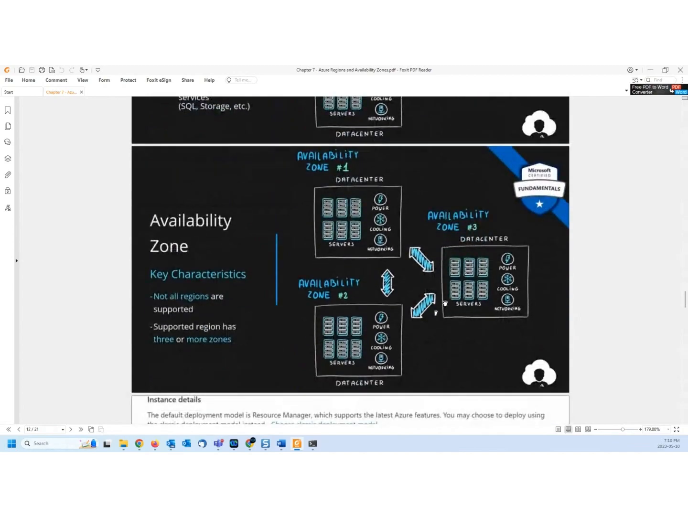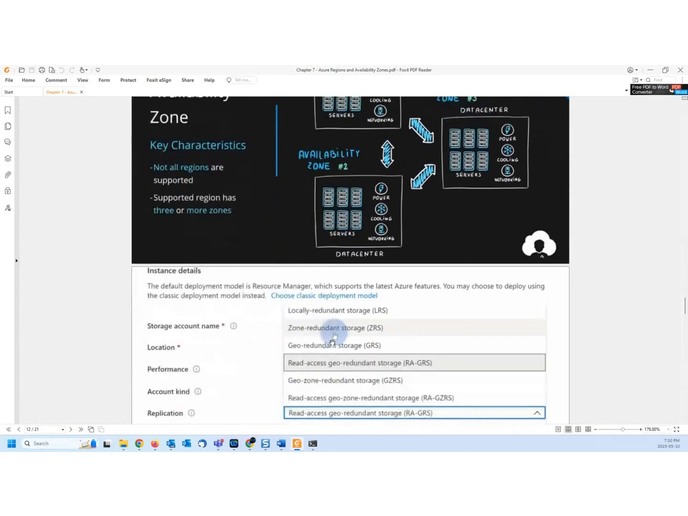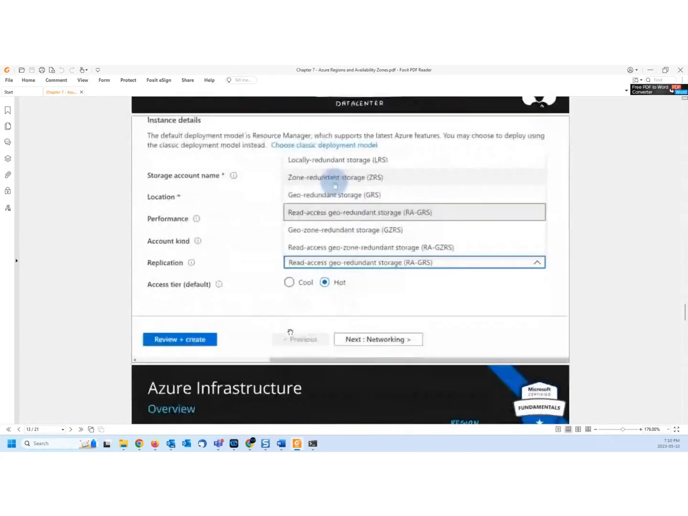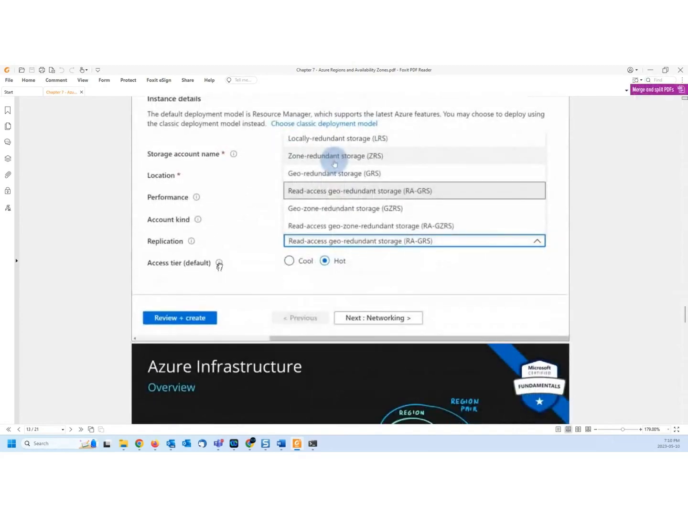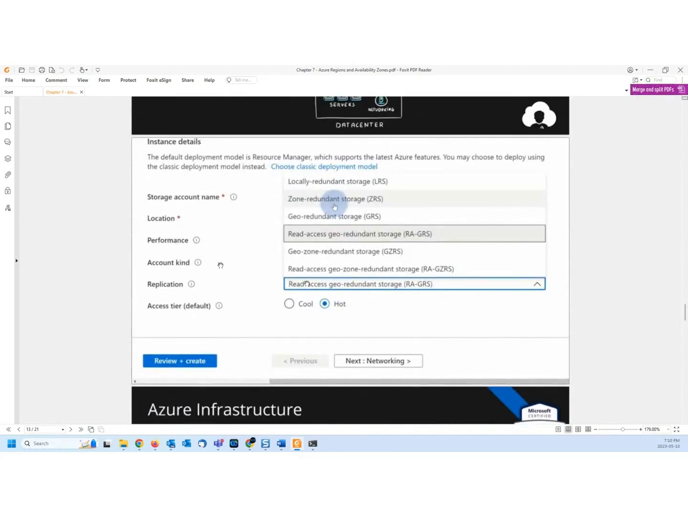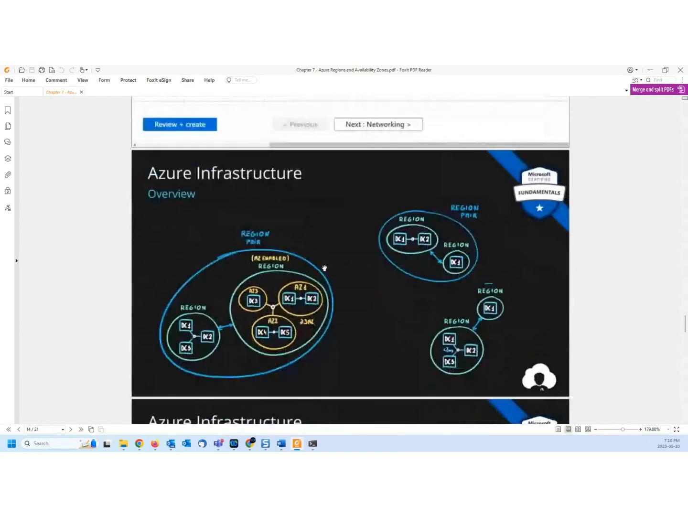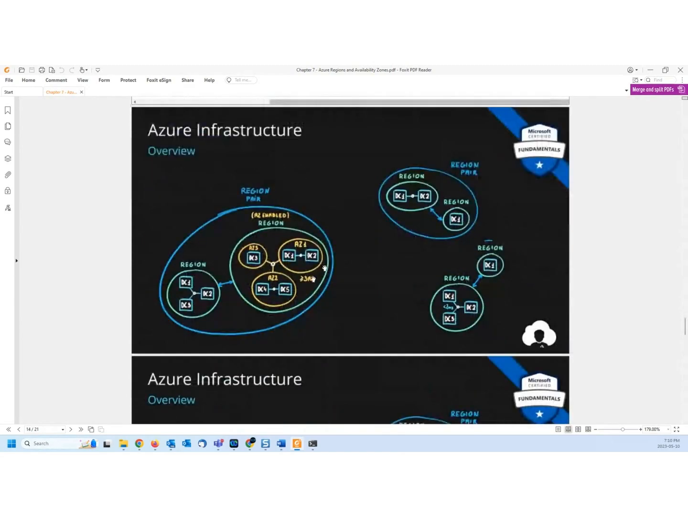Not all the regions are supported. A supported region has 3 or more zones. Okay, let's look at this website. This is just an extra slide that came in. When we do some practical work, we will be seeing that. But let's look at what we have learned so far.